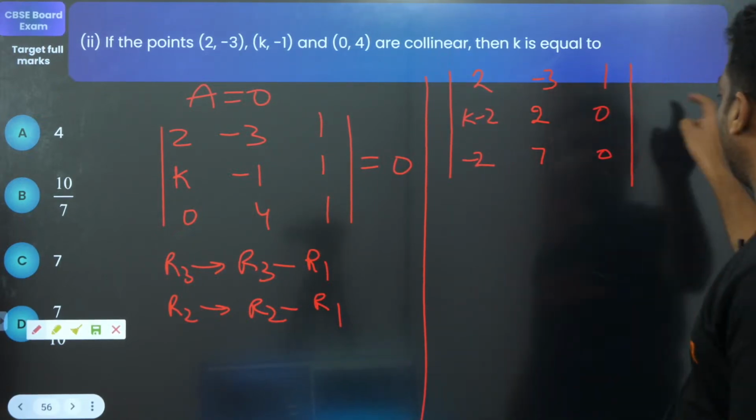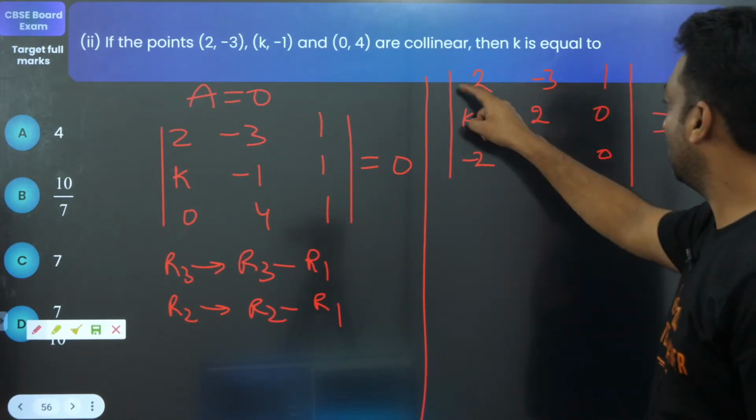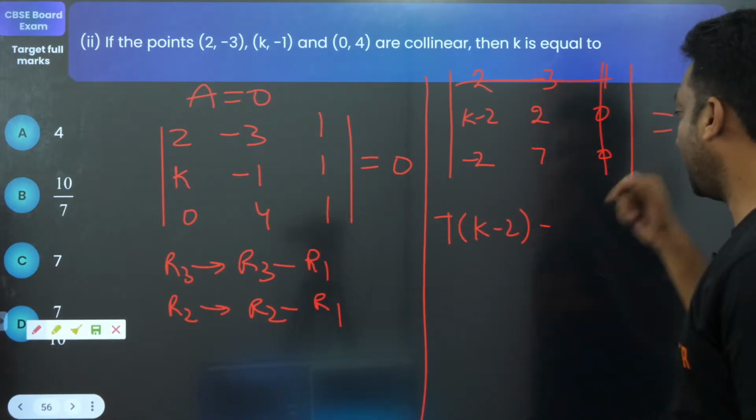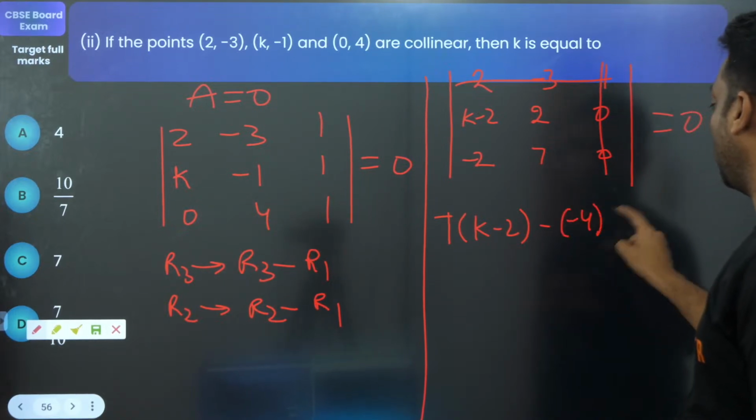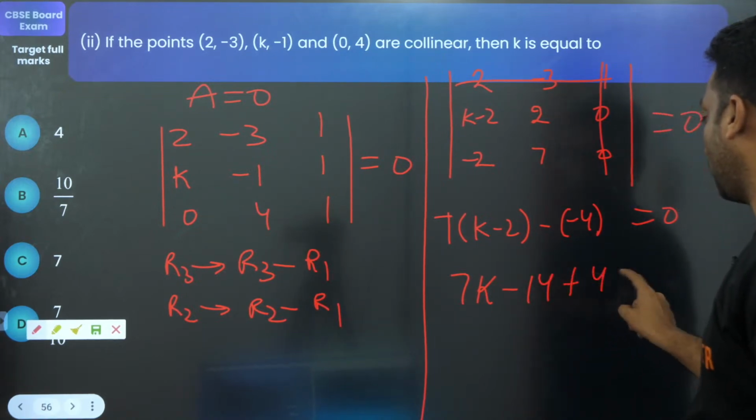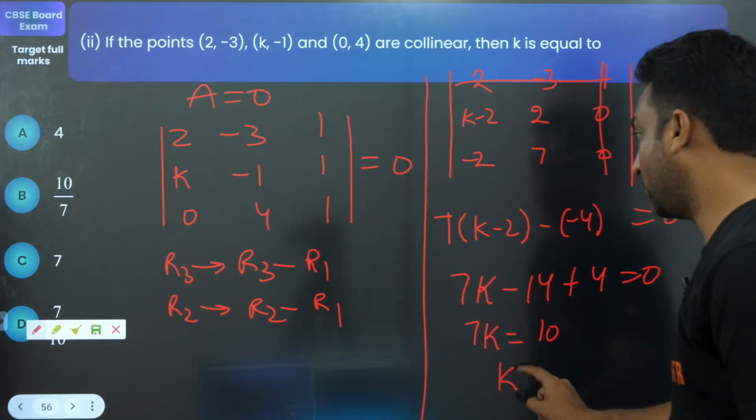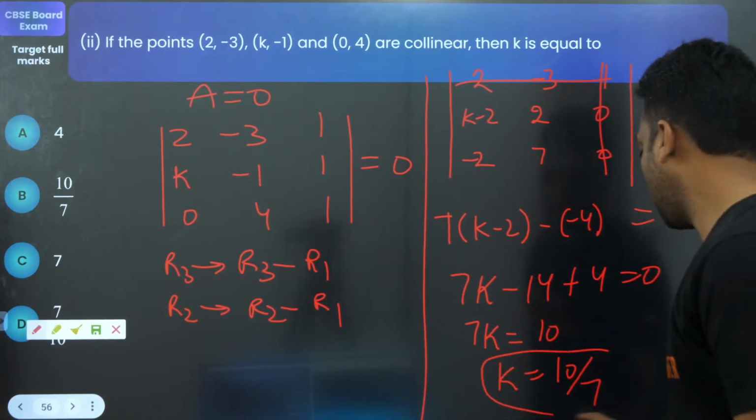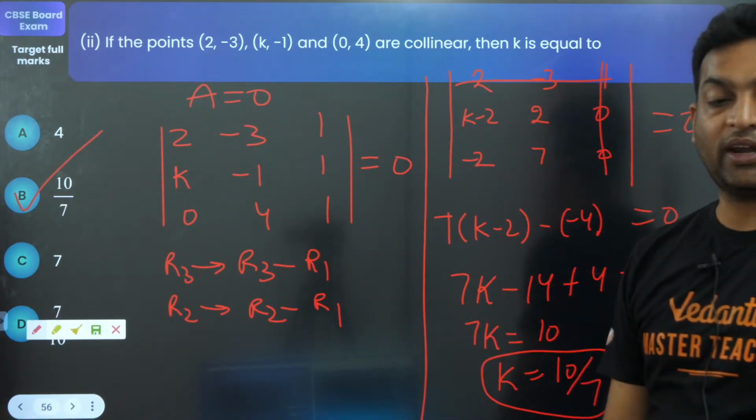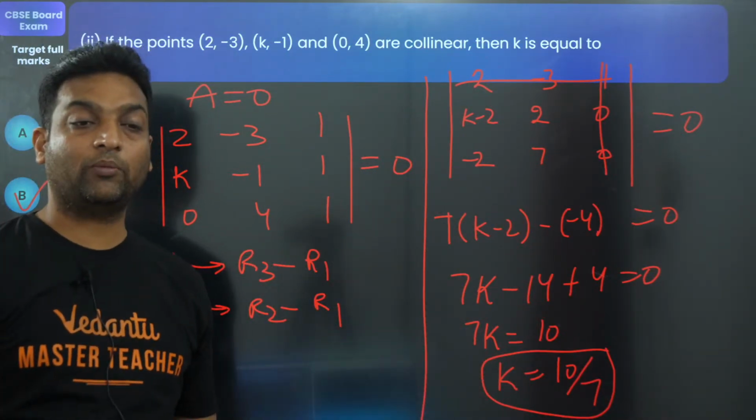Now let's open it using third column. So 7 into K minus 2 minus 4 equals to 0. 7K minus 14 plus 4 equals to 0. 7K equals to 10. K equals to 10 by 7. For these 3 points to make a collinear, to make a line, determinant must be 0, k must be equal to 10 by 7.